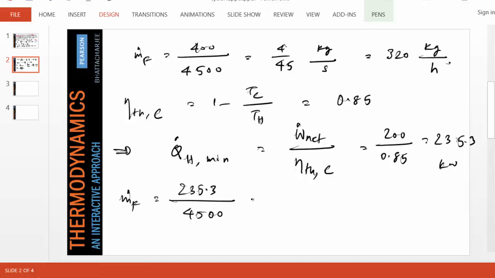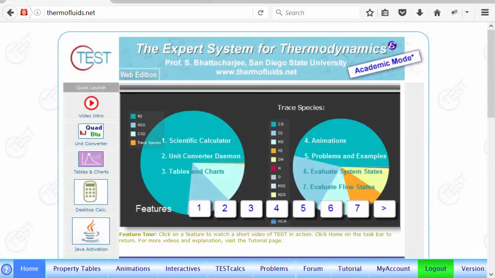So many kg per second times 3600. I believe that will turn out to be 188.2 kg per hour. Well, the problem is solved. Let's see if we can get the Carnot efficiency, the thermal efficiency of the engine, by using TESTcalc.